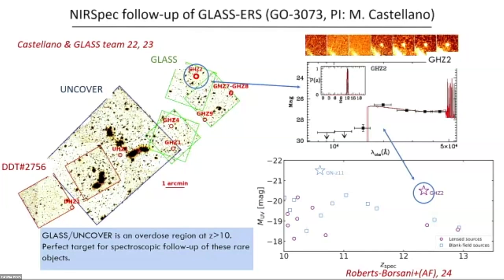I will now focus on GHZ2. The program is halfway, so we have the first half of the data on GHZ2. As already shown by Sandro, it's the second brightest galaxy beyond redshift 10 with spectroscopic redshift, at least until 10 minutes ago when Sandro showed that there is one at redshift 14. But that is clearly an outlier in the distribution.